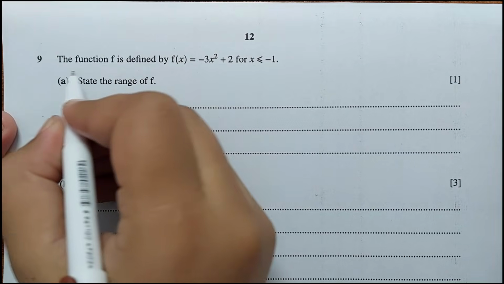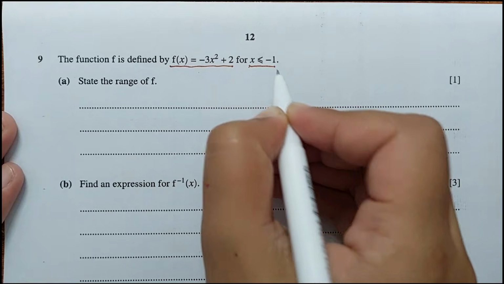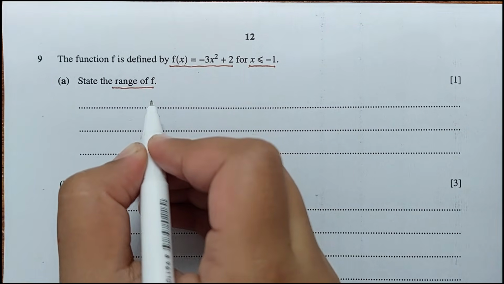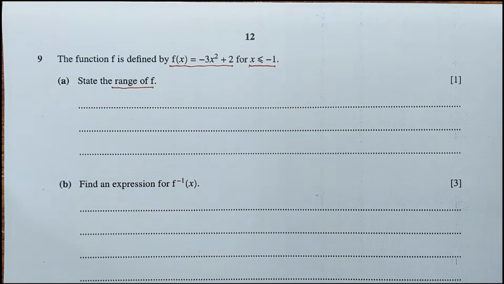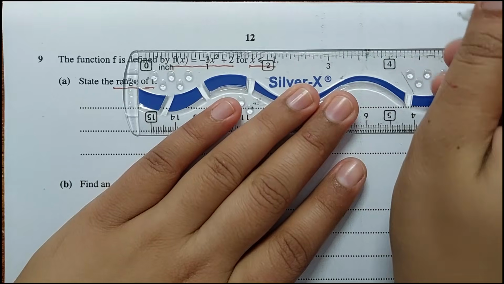Question number 9. The function f is defined by f of x is a quadratic function for x less than or equal to minus 1. Part A, state the range of f. Okay. So let me input the values from the domain and find out the outputs, that is the range.